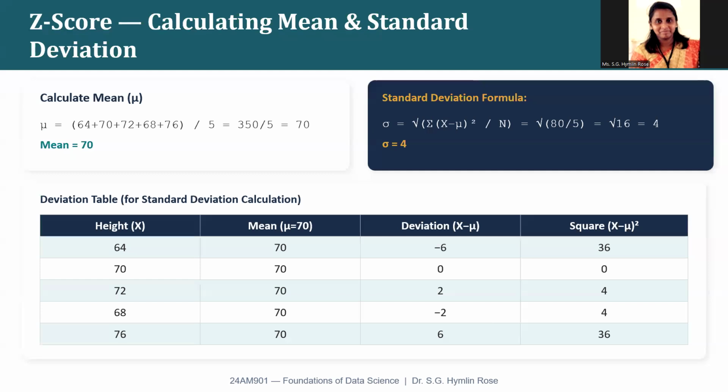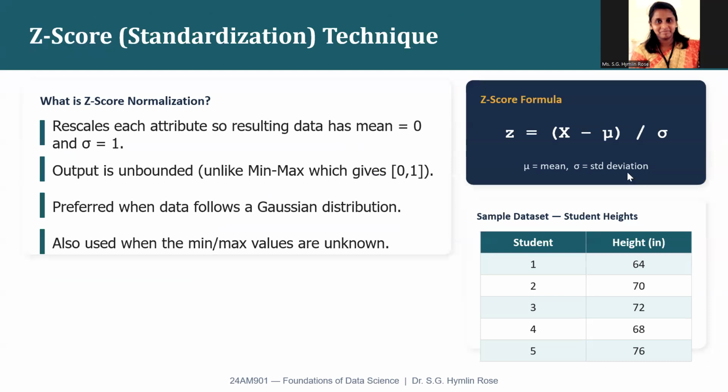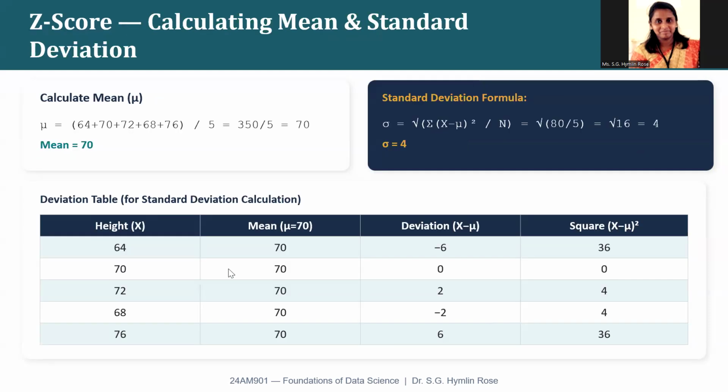Then you calculate x minus mu, divided by sigma. For that, you calculate all these values. The table represents the height, mean mu, standard deviation, and the x minus mu calculation for all the values: 70 minus 60, 70 minus 70, 70 minus 72, then 68 minus 70, 70 minus 76.